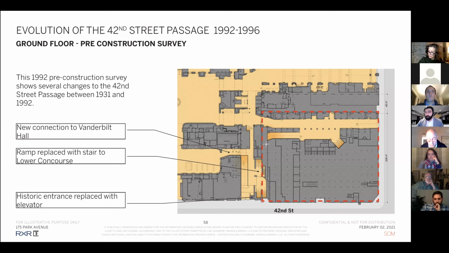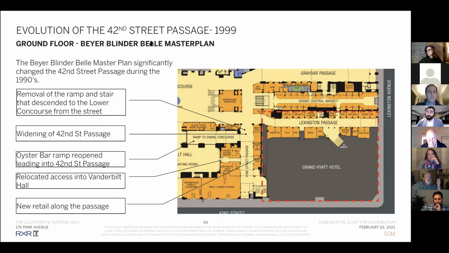42nd Street passage anyways. The current 42nd Street passage is really very much a result of Beyer Blinder Belle's Grand Central Master Plan that was implemented in the late 90s. And this is a snapshot of that master plan that shows the implemented changes. So you're seeing that there are no longer ramps that split the passage in two. All of the width of the passage goes straight in and leads from the street to the main concourse, as you can see here. Most importantly, the eastern part of that passage, so the part that separates it from our site, from Lot 30, was lined with retail. This was a major part of the master plan.